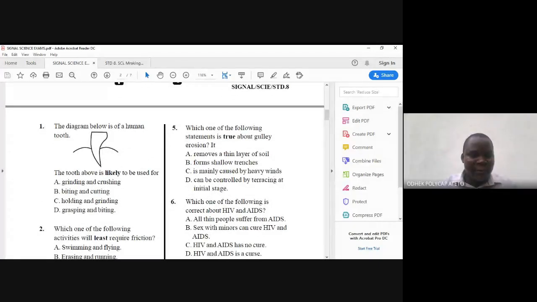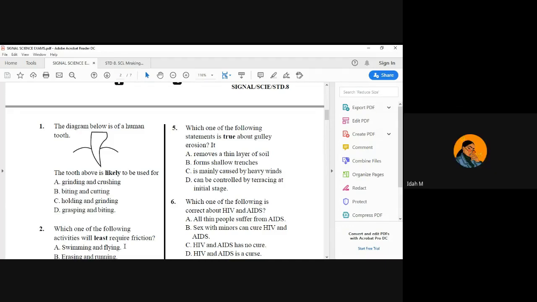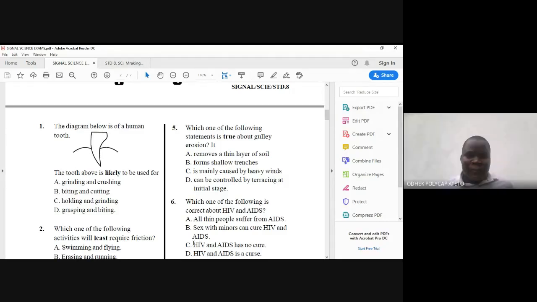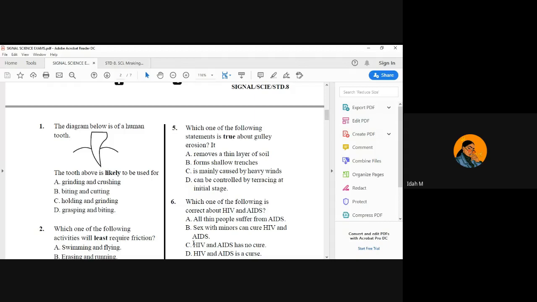Okay. So if there is no question, we can move with Ida to number 5. Which one of the following statements is true about gully erosion? First, gully erosion is a type of soil erosion whereby the soil has been eroded and has formed V or U-shaped channels.